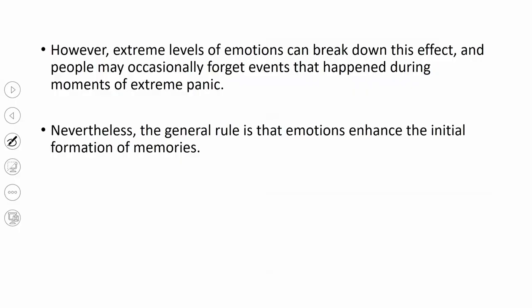However, in some extreme emotional cases, where we have very intense emotions such as traumatic events, this effect can break down, because the intensity is so much that you are not able to process anything, and people may occasionally forget events that happen during moments of extreme emotion such as extreme panic. So, this can happen in extreme cases, but otherwise, most of the time, emotion enhances the initial formation of memory. Why this happens, we will look at now. But in extreme cases we sometimes forget, because the whole mind is not able to process anything because of the intensity of the event, like highly traumatic events.